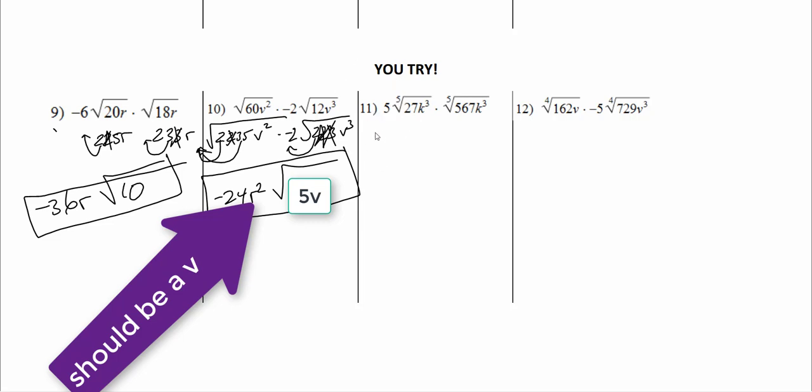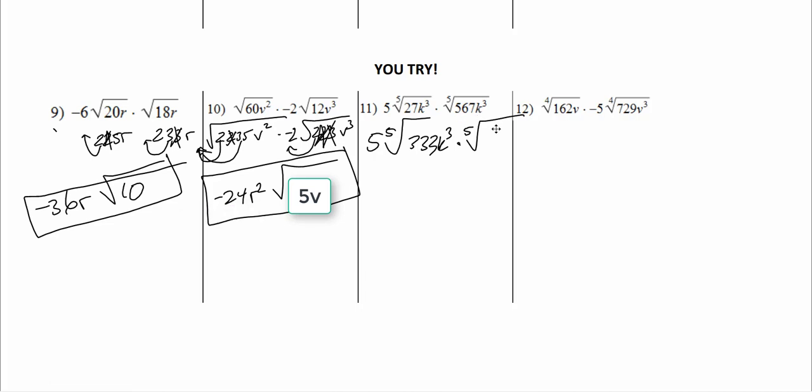Number 11, I have 5 on the outside times the fifth root. 27 is 3, 3, 3, and K to the third, times the fifth root of 567. So that is 567, you're going to have to probably do your factor trees and do it that way, but you should get 3, 3, 3, 3, 7. I think that I'm right. I believe I am. So then what happens?